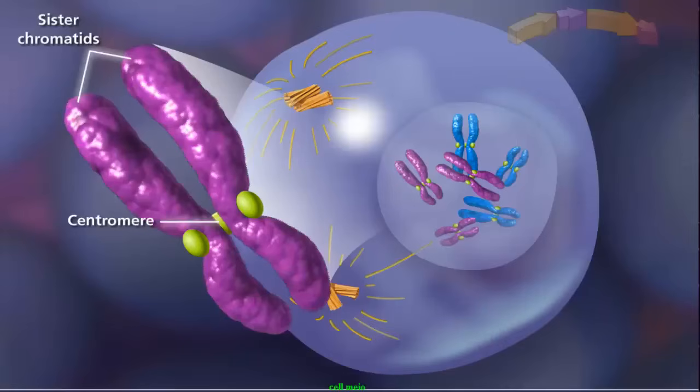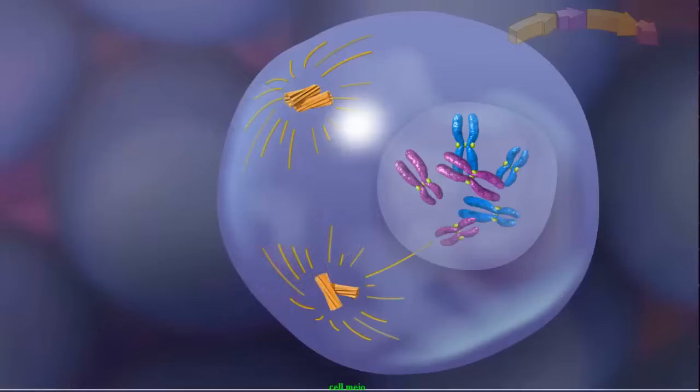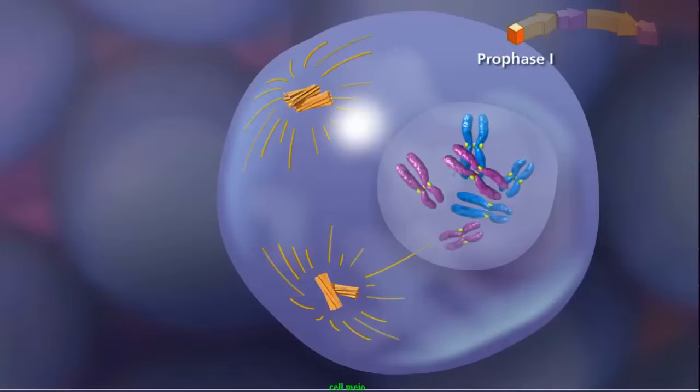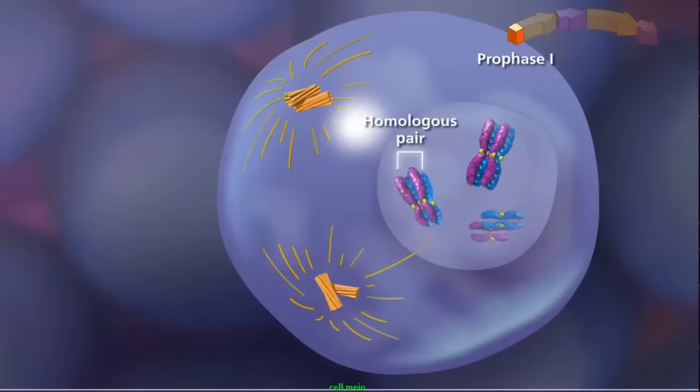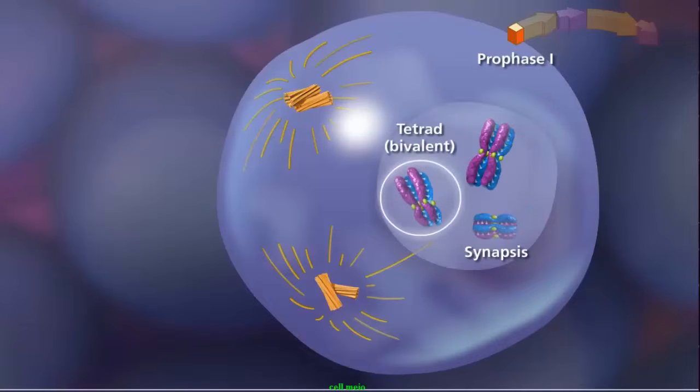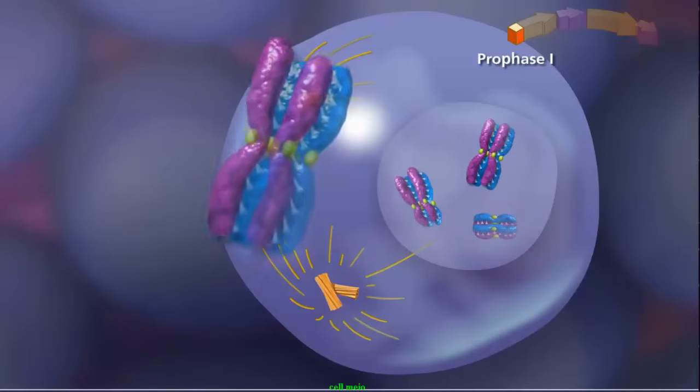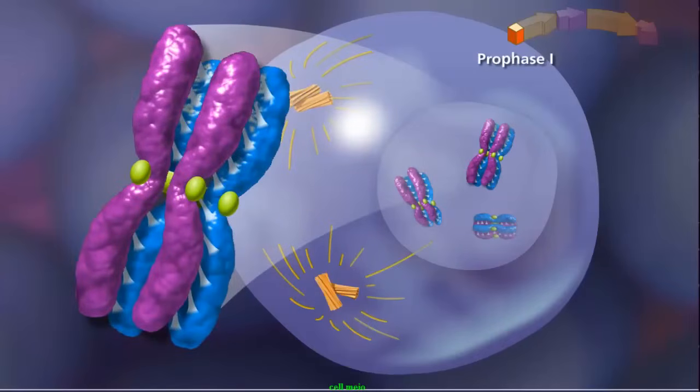Up to this point, the cell looks similar to mitosis, but 2 events occur in meiosis that do not occur in mitosis and lead to genetic diversity. The first event occurs during prophase I, when homologous pairs of sister chromatids lie side by side in a process called synapsis, forming a tetrad or bivalent. The homologous chromosomes share similar but not necessarily identical genes. Once this structure is formed, the second event, called crossing over, can occur.